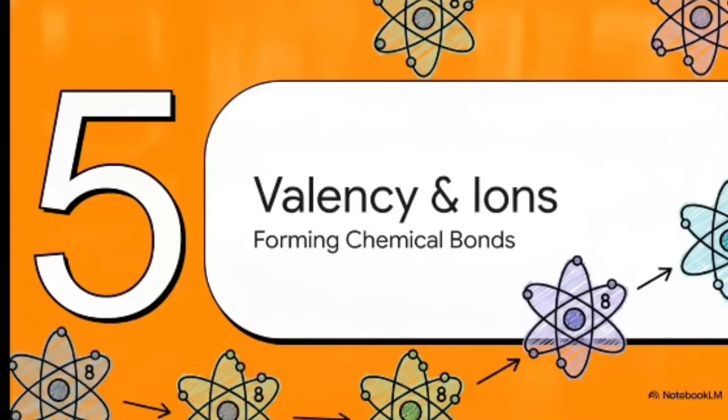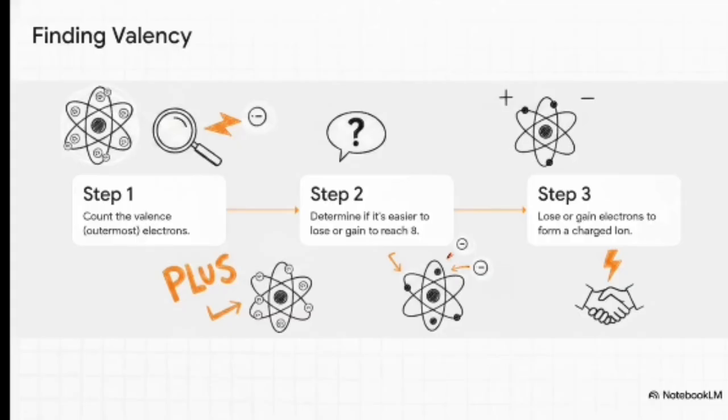Section 5, valency and ion formation. And it's exactly this desperate drive for 8 outer electrons that fuels pretty much all the chemical reactions and bonding we see in the entire universe. So, if you want to find an element's combining capacity, its valency, you just follow 3 quick steps. First, look at the configuration and count those outermost valence electrons.